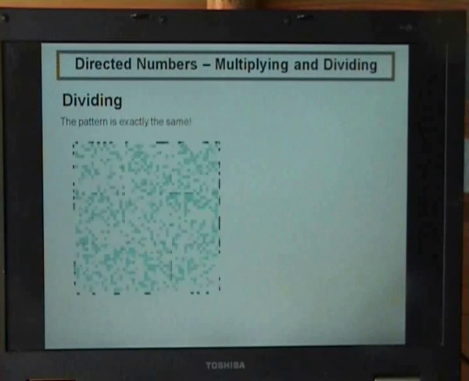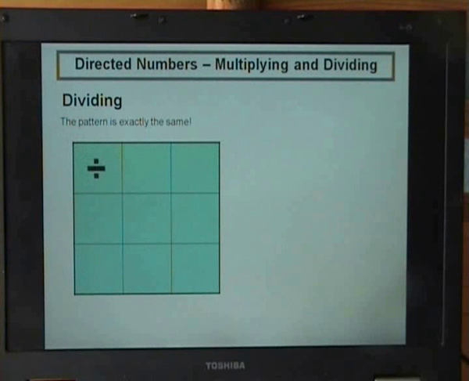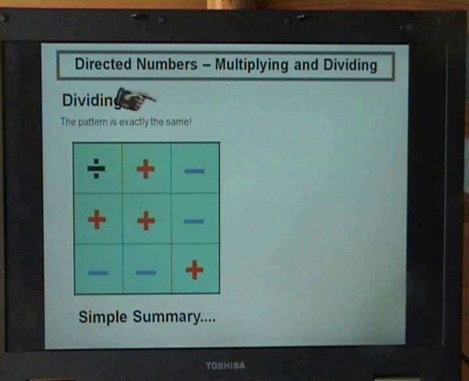Now luckily, dividing, the pattern is exactly the same. If I divide a positive number by a positive number, I get a positive number. If I divide a negative number by a negative number, I also get a positive number. If I divide a positive number by a negative number, I get a negative number. And if I divide a negative number by a positive number, I also get a negative number.